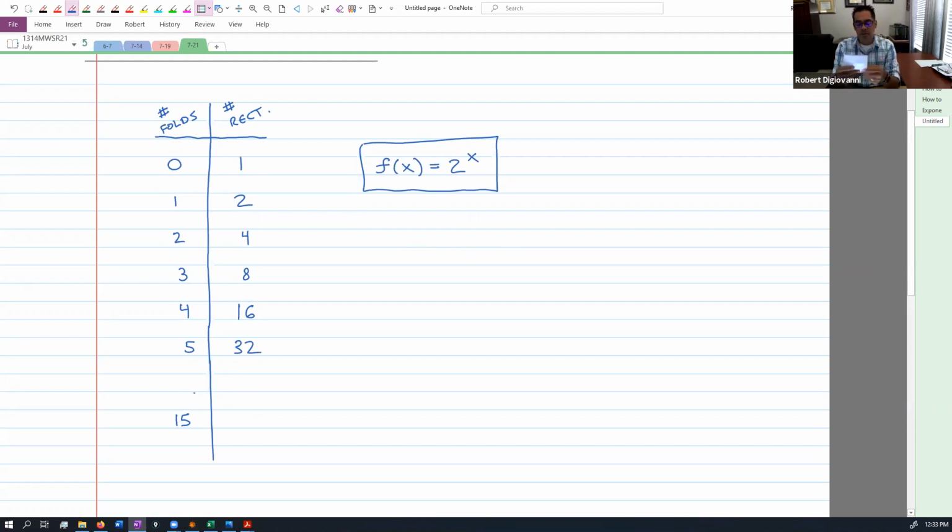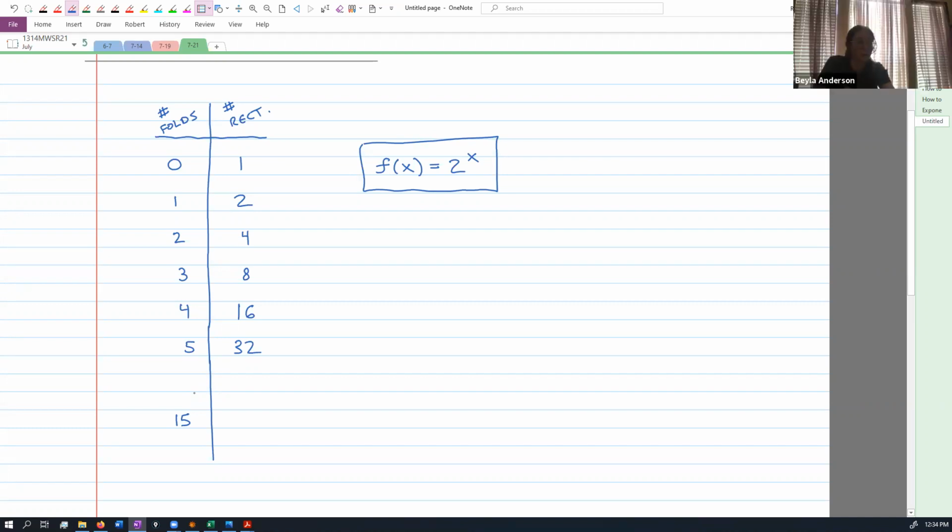So 1, 2, 3, 4, 5, 6. I can't go past 6. 7, it's too hard. But if I could physically do it, how many rectangles would I expect to see? Does anyone have it?